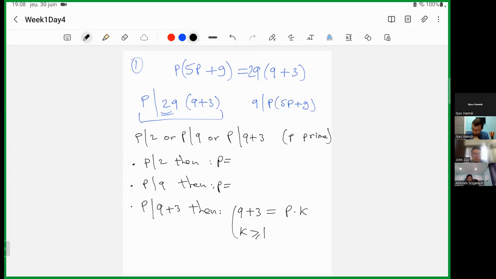Yep, exactly. So if P divides 2, well, 2 is a prime, right? And P is also a prime, so basically there's only one case. And same for P divides Q. P has to be equal to Q because both are primes, right?